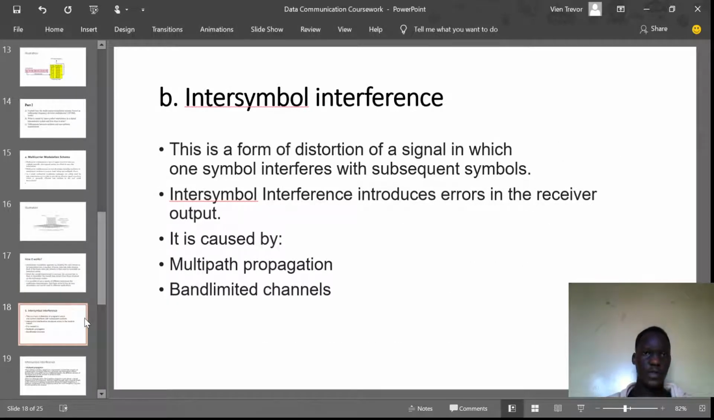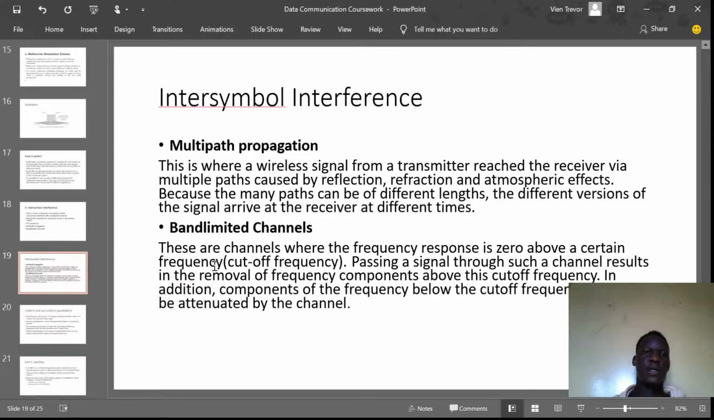So we go to inter-symbol interference. This is a form of distortion of a signal in which one symbol interferes with subsequent symbols. In inter-symbol interference, errors are introduced into the receiver output, and this is caused by multipath propagation and band-limited channels. So here we explain the two causes of inter-symbol interference, which are multipath propagation and band-limited channels.